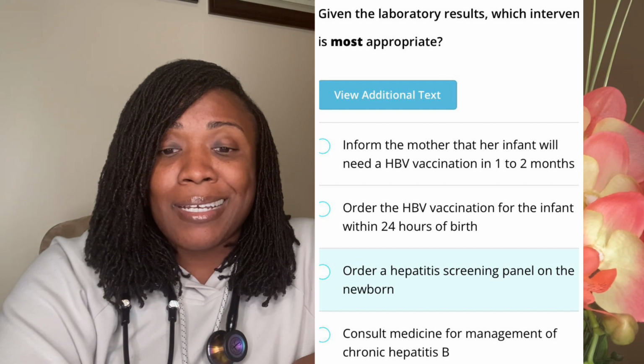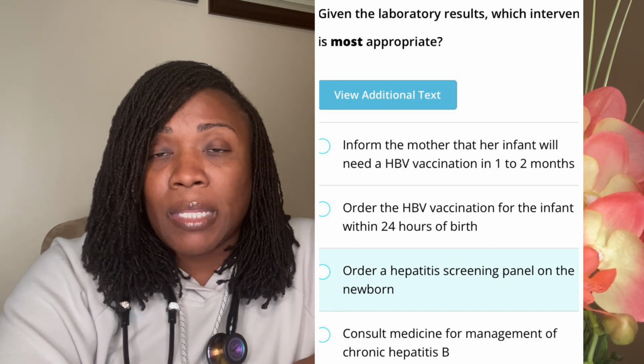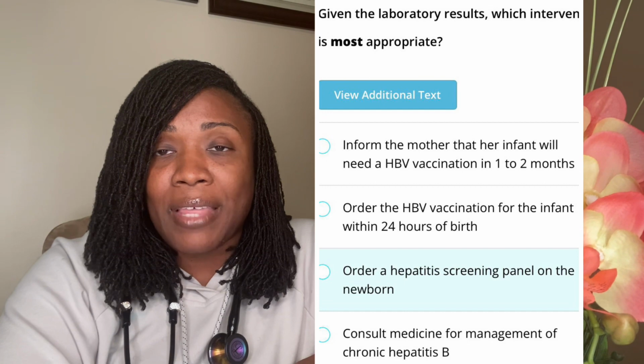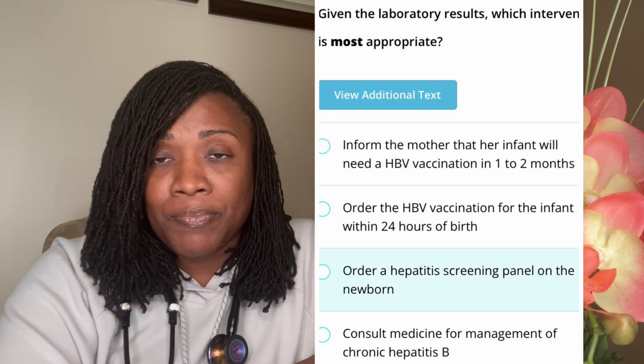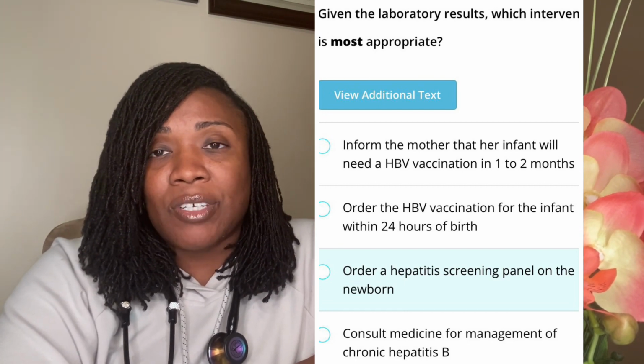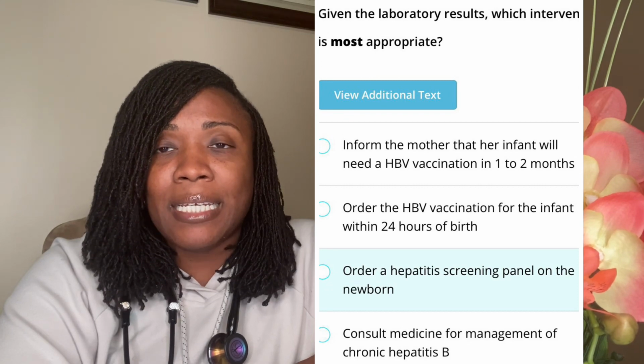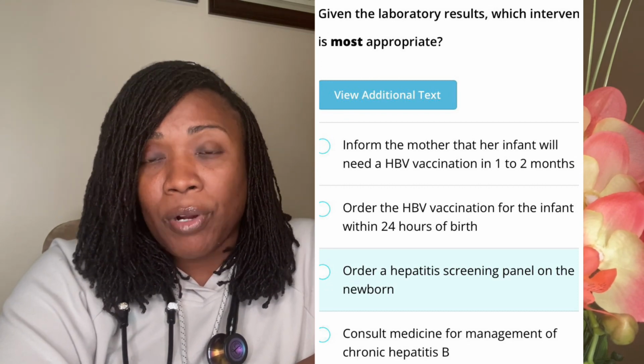So HBV, if you don't know, please know that that is referring to hepatitis B. And that is a very important vaccination that babies usually need at the time of birth.